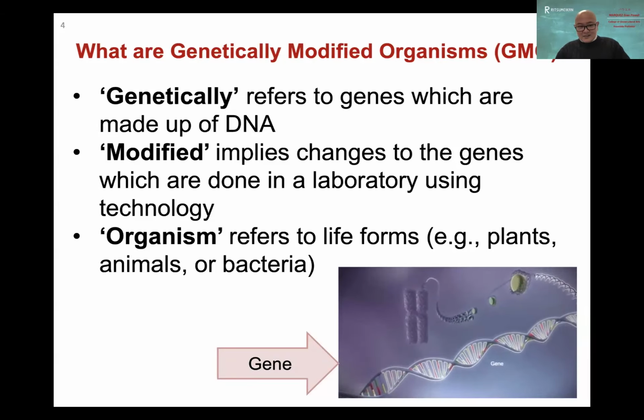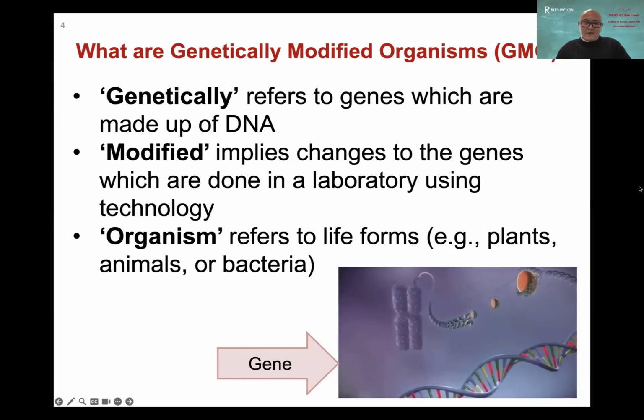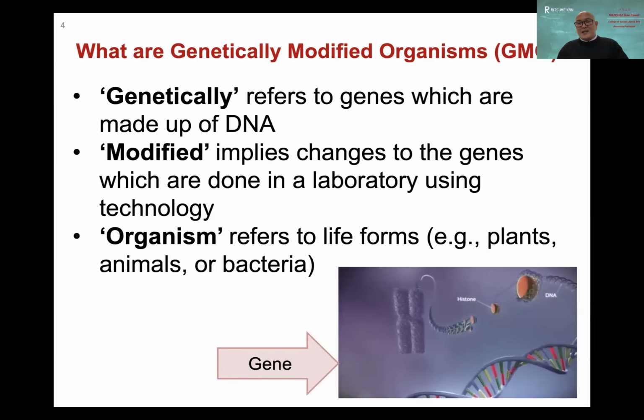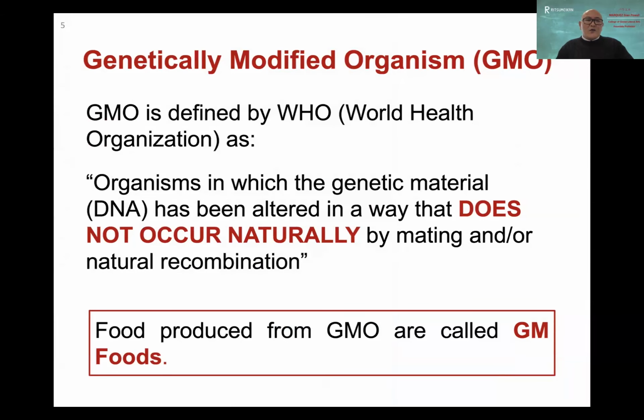You modify the genes of the organisms, and this short GIF is showing the gene. Now the World Health Organization defines genetically modified organisms as organisms in which the genetic material, the DNA, has been altered in a way that does not occur naturally by mating and or natural recombination. The food produced from GMOs is called GM food. It could be GM plants or GM animals. When it turns into food, they are GM foods.